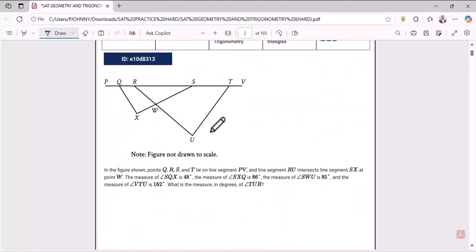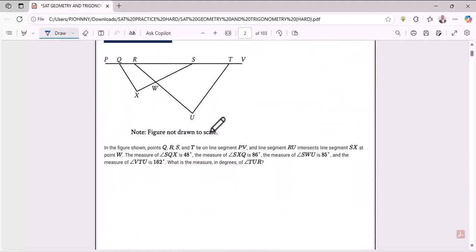Alright, the next question. We have lines and triangles here. Whenever you have lines and triangles, it's really about transferring angles, applying principles, those rules to get your answer. So in the figure shown, points P, Q, R, S lie on a line segment PV and line segment RU intersects line segment XX at W.